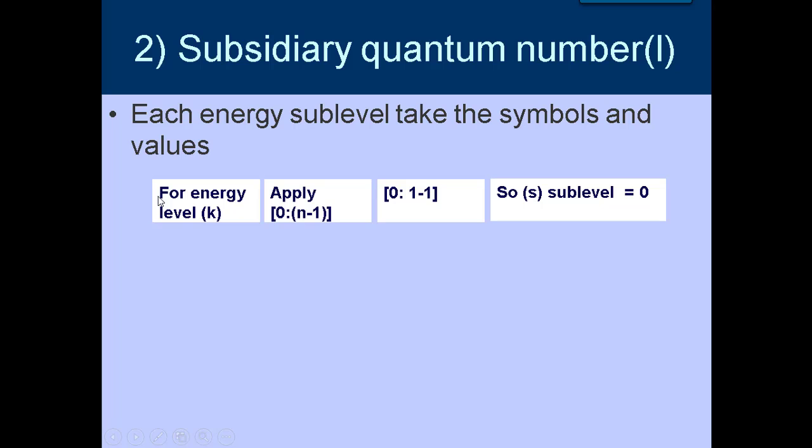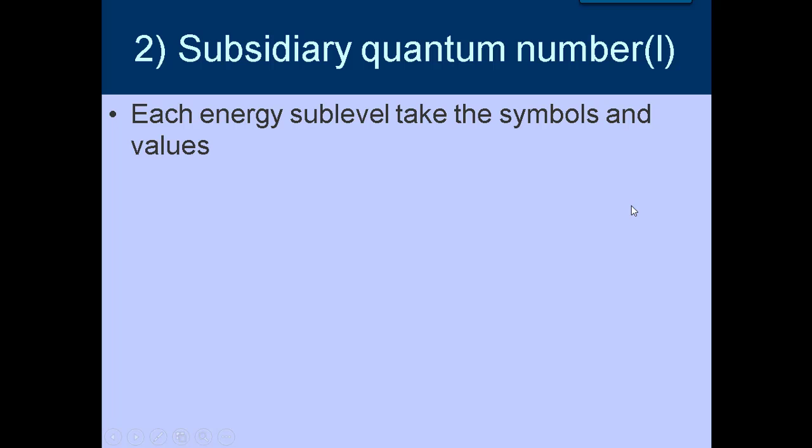Let's start with energy level K. Its principal quantum number is 1. So apply the range from 0 to n minus 1. From 0, remove the n and put the number of the energy level, which is 1. From 0 to 1 minus 1, which is 0. So K consists of one sublevel called S, and its subsidiary quantum number is 0.